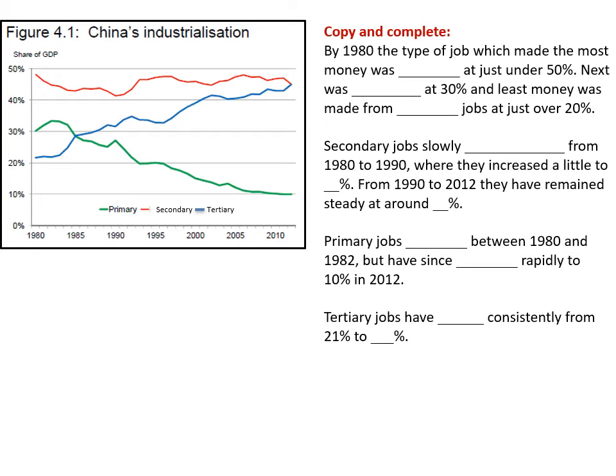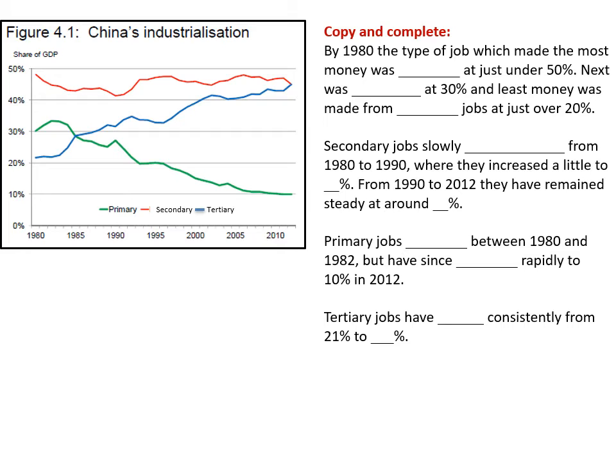Okay, so a little bit of skills work here. I've got a graph for you on the left, figure 4.1, China's industrialization. Along the x-axis, you've got dates from 1980 to 2013. On the y-axis, you've got percentages from 0 to 50% as a share of the GDP. Now, GDP is very similar to GNI. It's about money. It's about the money made in that country. So this is showing you the percentage of the money made in the country for primary, secondary, and tertiary jobs. Primary in green, secondary in red, and tertiary in blue.